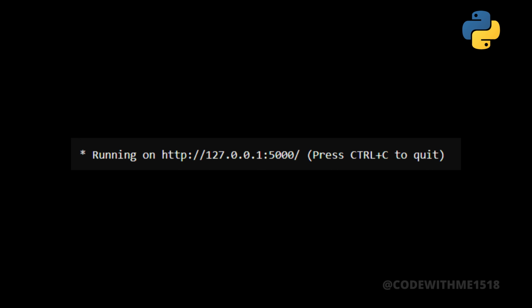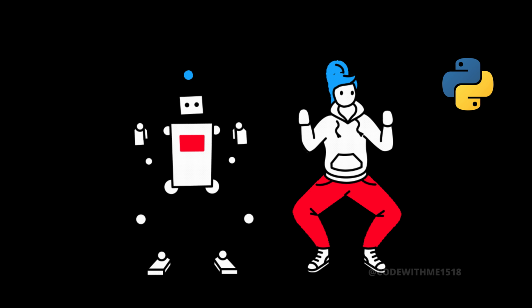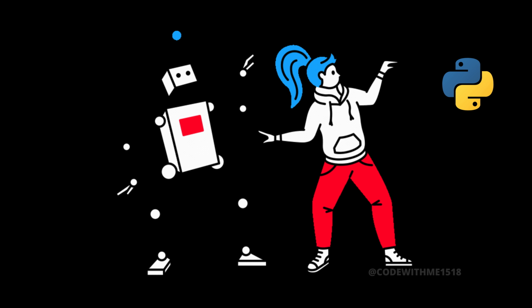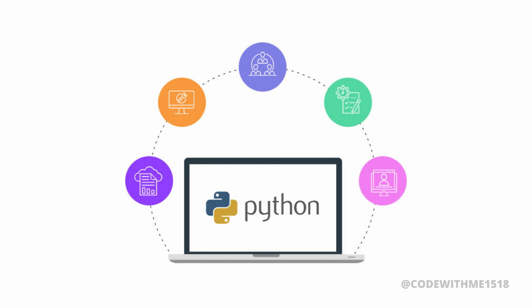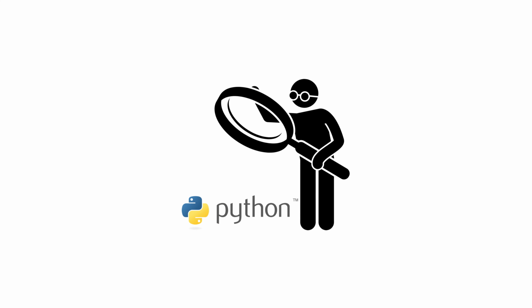And that's a wrap for day 32 of our 100 Days of Python series. Today, we set up a basic Flask application, created routes and handled requests, and learned about templating with Jinja2.